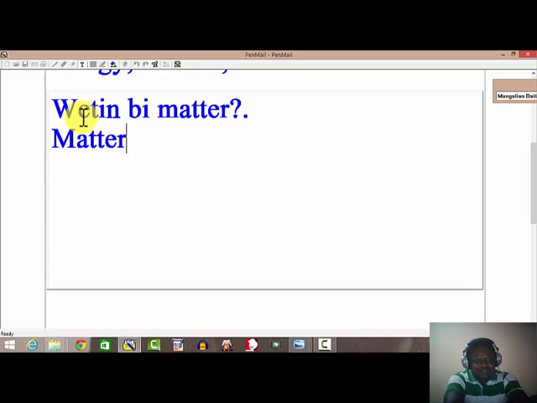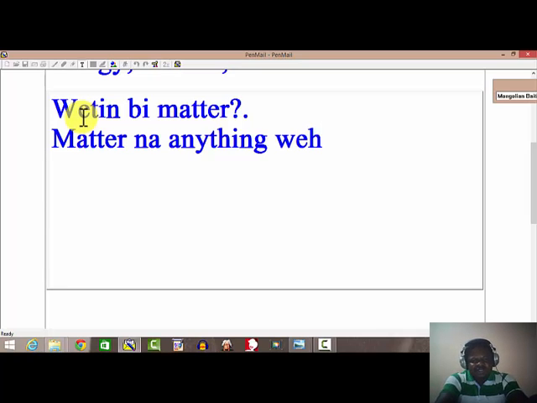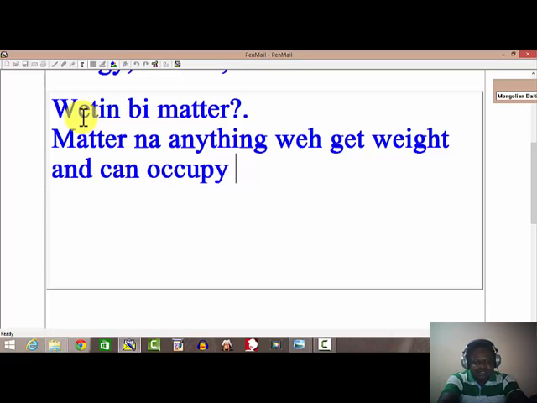Matter na anything wey get weight and can occupy space. So is there anything you know that no get weight and no occupy space? So what it means is matter na anything.